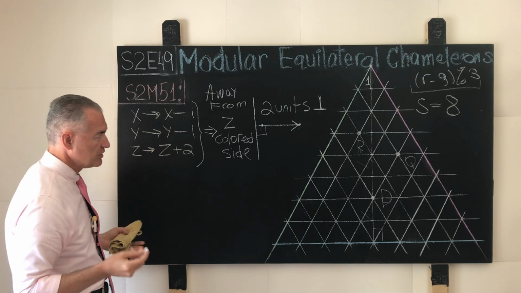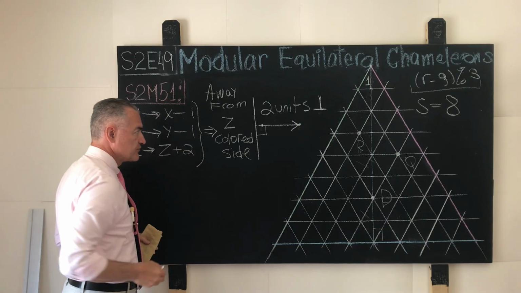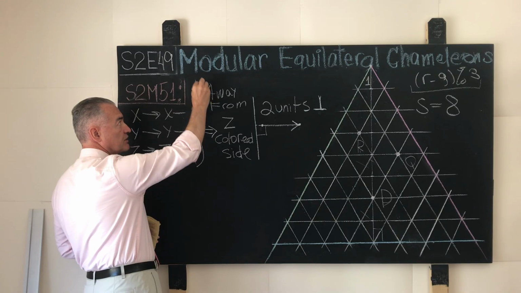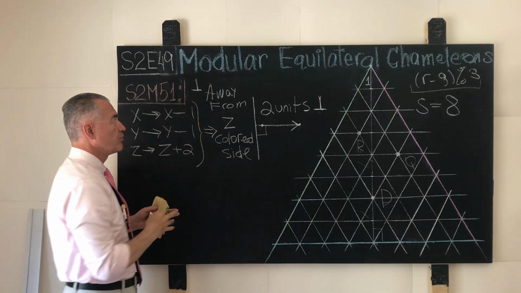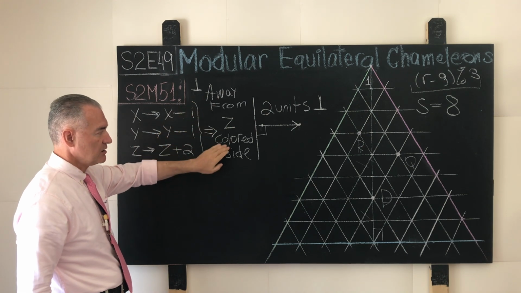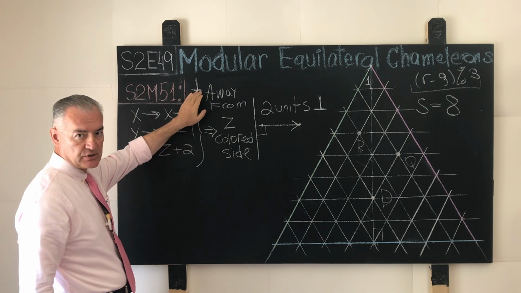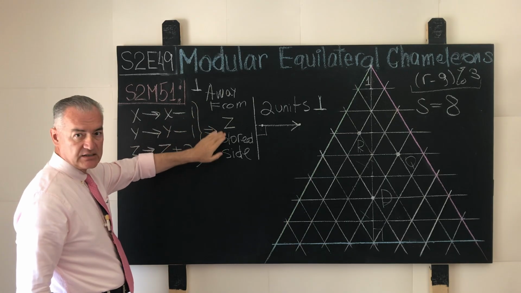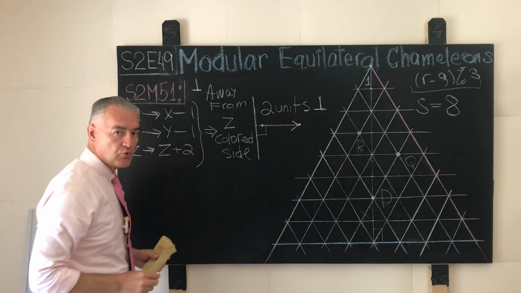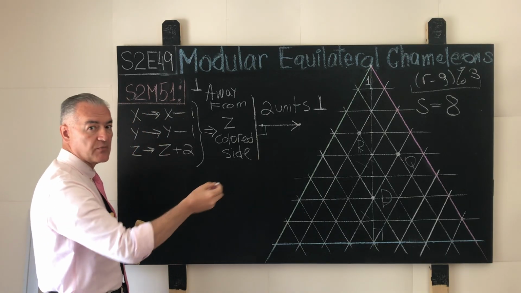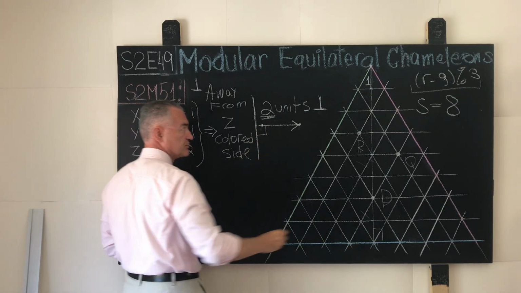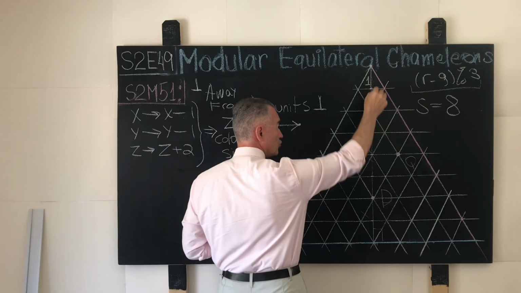Well, it is quite straightforward. Any such transformation corresponds to a motion perpendicularly, this is the sign for perpendicularly, away from the Z colored side. Let's say this is the Z colored side. So we move perpendicularly away from that Z colored side by 2 units of distance. See, that's important: 2 units of distance, not 1, but 2 units of distance.